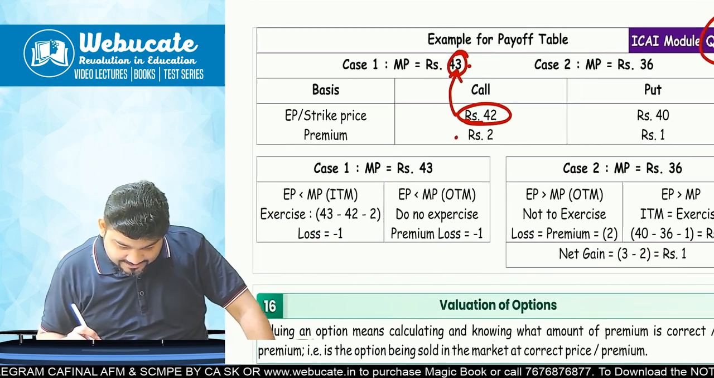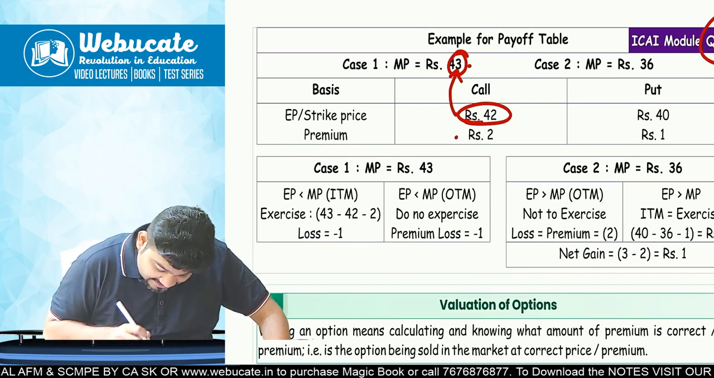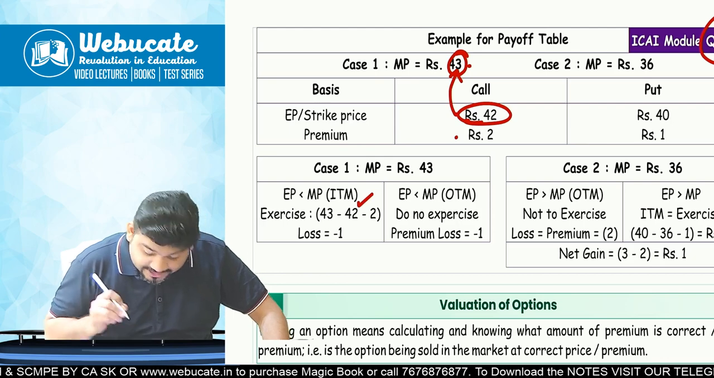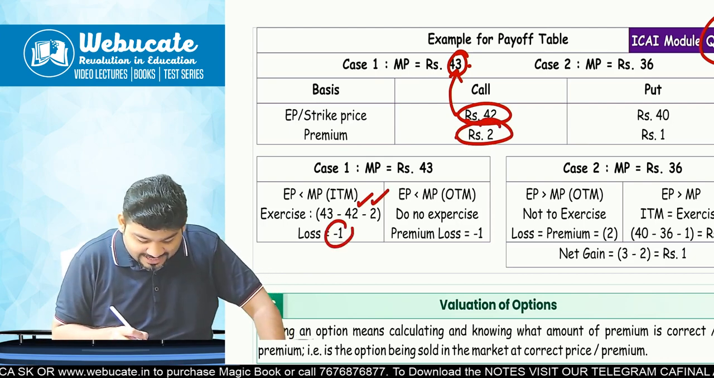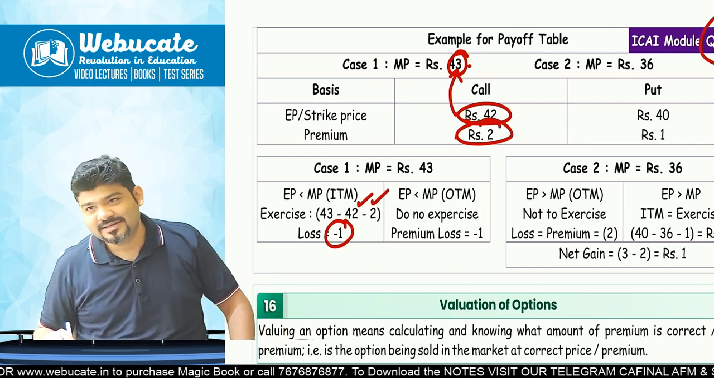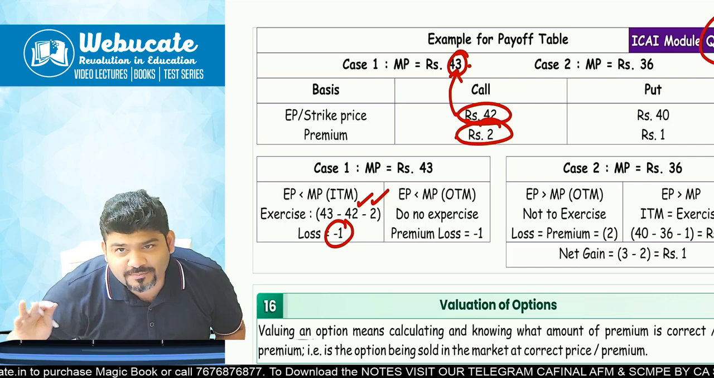Got it? So this 43 rupees minus 42, 1 rupee is our gain. Premium we have to pay 2 rupees. So the net loss is 1 rupee. So it is better to exercise. If you don't exercise, the whole premium will be gone, 2 rupees loss.